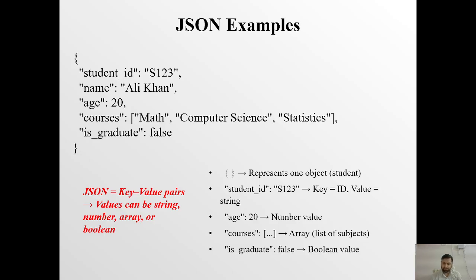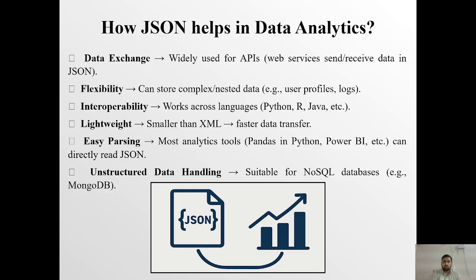Now moving forward, how JSON helps in data analytics. Data exchange: widely used for APIs, web services send and receive data in JSON. Flexibility: can store complex nested data, for example user profiles and logs. Interoperability: works across languages, Python, R, Java, etc. Lightweight: smaller than XML, faster data transfer.